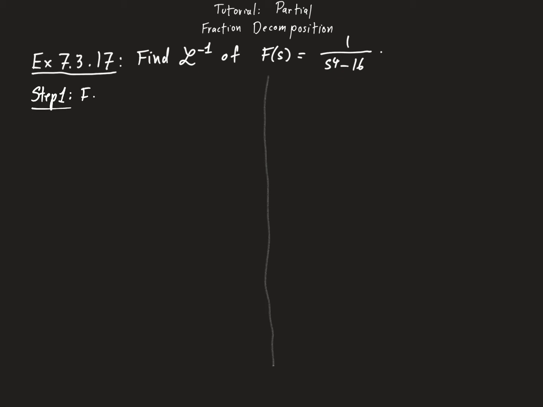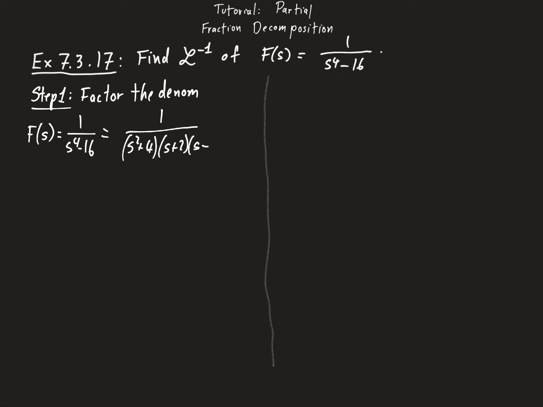Step 1 is to factor the denominator. And for this, we will get that F of s is equal to 1 over s to the fourth minus 16, and this factors into 1 over s squared plus 4, times s plus 2 times s minus 2. So this factors exactly the same way as the last problem did, except without all the squares everywhere. Okay, now step 2 is to set up the decomposition.